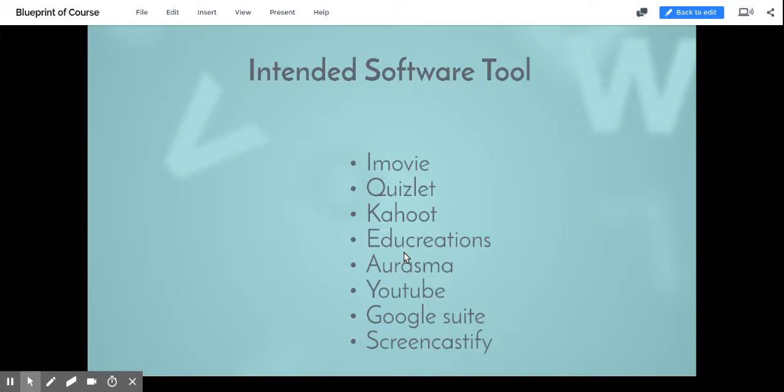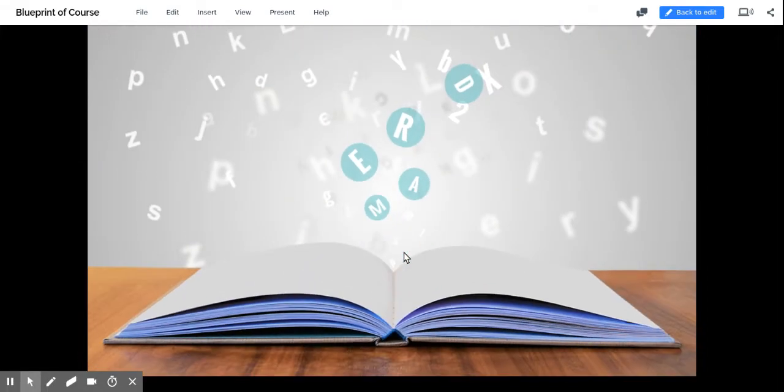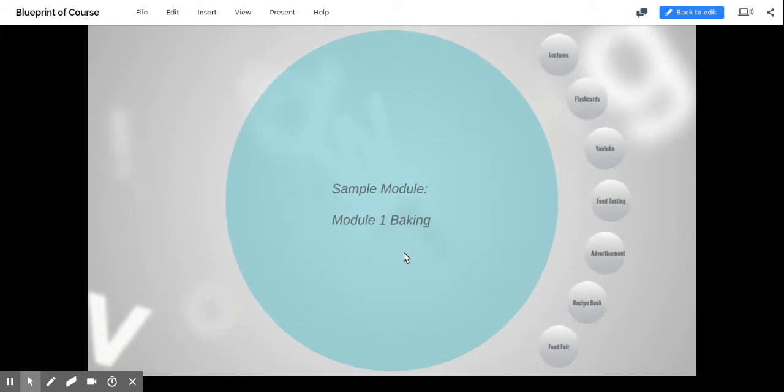The software that will be used will be iMovie, Quizlet, Kahoot, Educreations, YouTube, Google Suite, and Screencastify. In a sample baking module, you will find 10 activities that correspond to Bloom's taxonomy of learning. It is important to understand that although Bloom's taxonomy is based on hierarchy, it does not have to happen sequentially, and every level is important in the hierarchy.